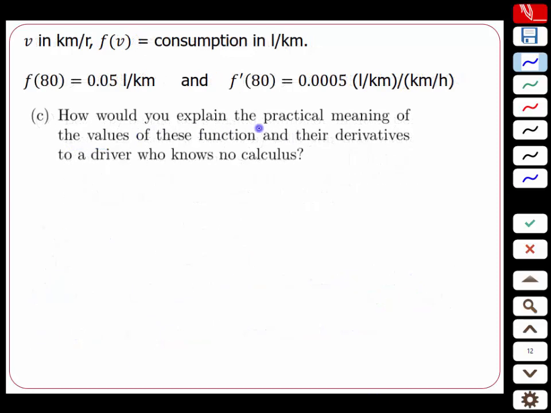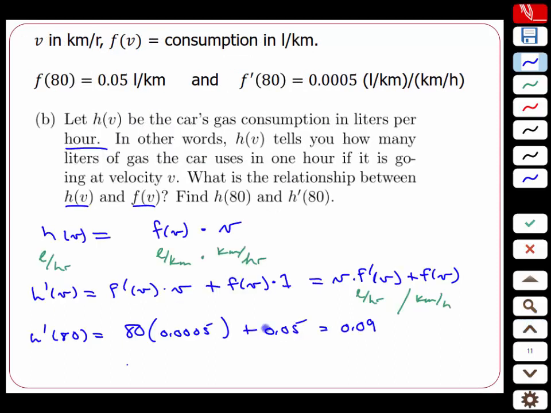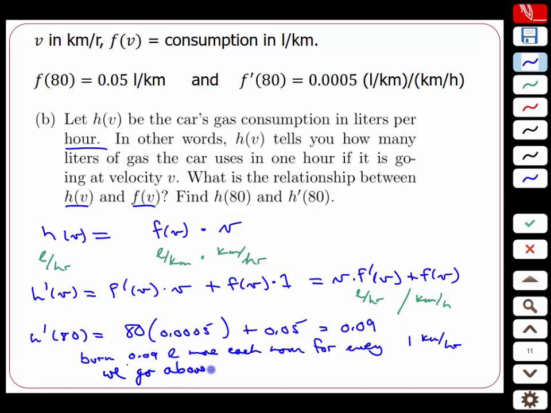Finally, how would we explain the practical meaning of these values, of these functions and their derivatives to a driver who doesn't know calculus? Honestly, while these numbers might seem a little abstruse, if you say them in a sentence: we are going to burn 0.09 liters more each hour for every 1 kilometer an hour we go faster, or we go above 80 kilometers per hour.